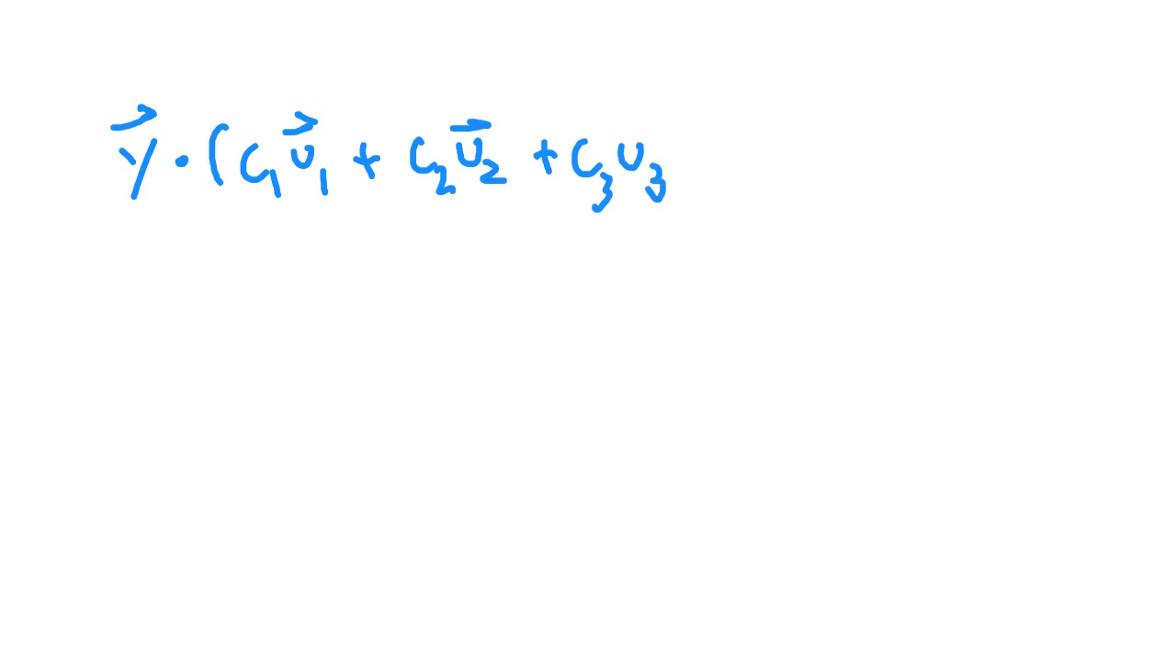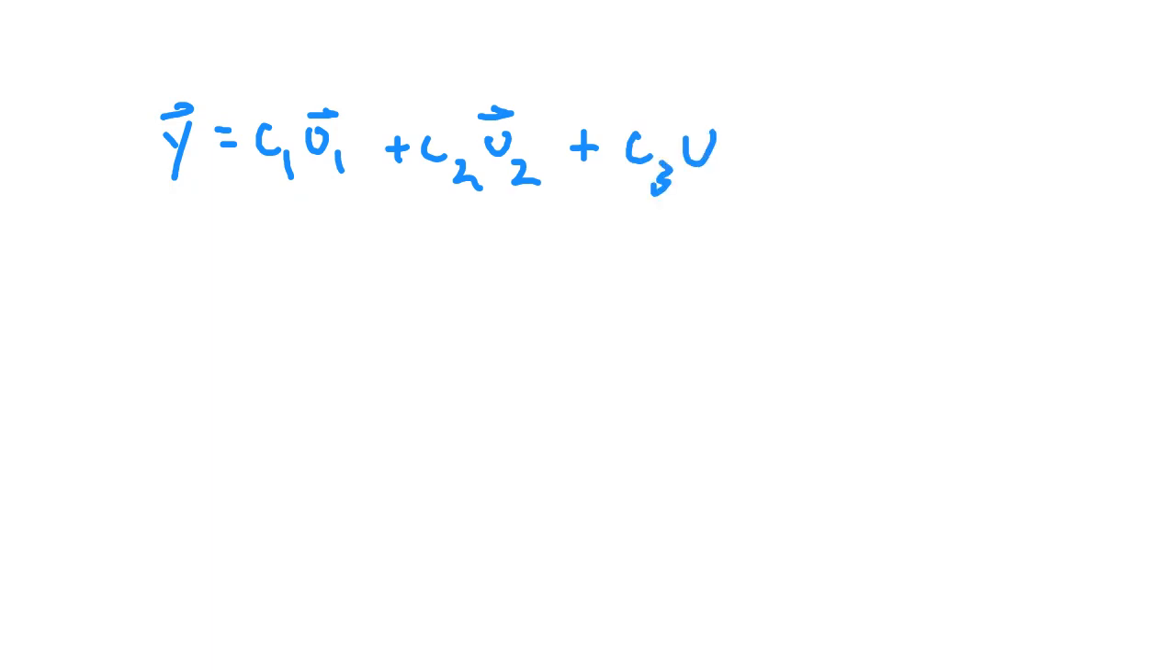So here's the vector y, and let's say that you have three basis vectors, u1, u2, and u3. Okay, and you're choosing to take the dot product. Hold on, this is not what I want. Let me do it again. Let me be more clear.